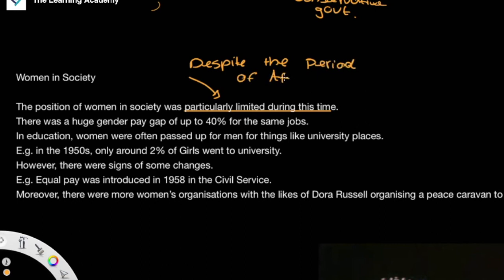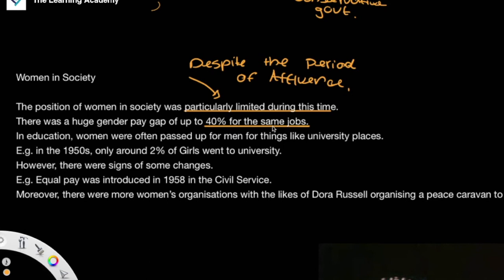Of course, at this period of time, there was a huge gender pay gap of up to 40%, which meant that if a man and a woman were doing the exact same job, the woman would be paid 40% less. There are still sectors in society where there's a pay gap today. However, legislation has changed to make sure that equal pay is provided for men and women equally. But this happened in the 70s.